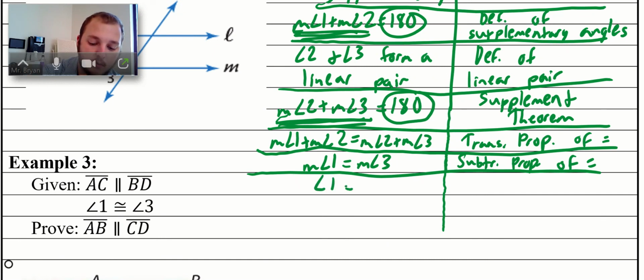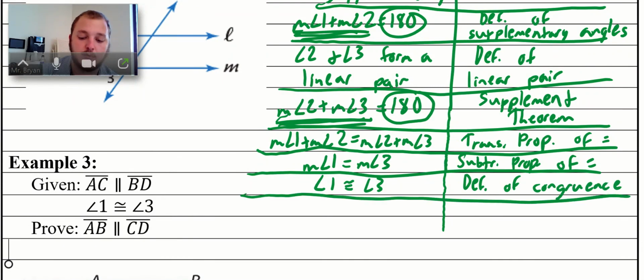So angle 1 is congruent to angle 3. And what is my reason for that? My reason, anytime we go from equals to congruent, is just definition of congruence.